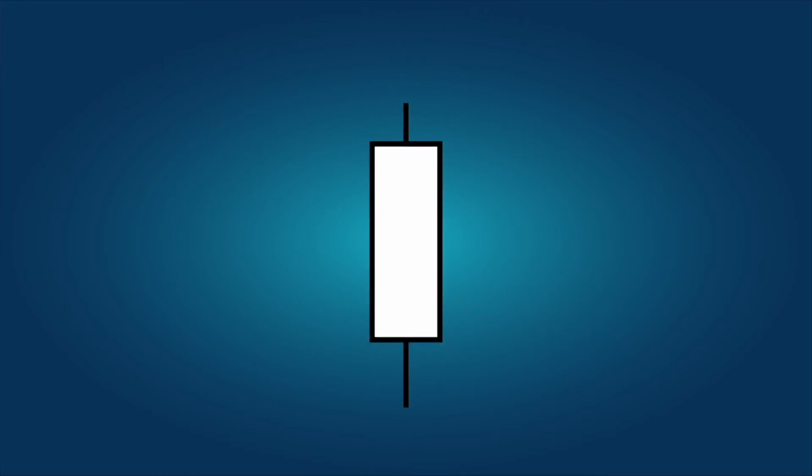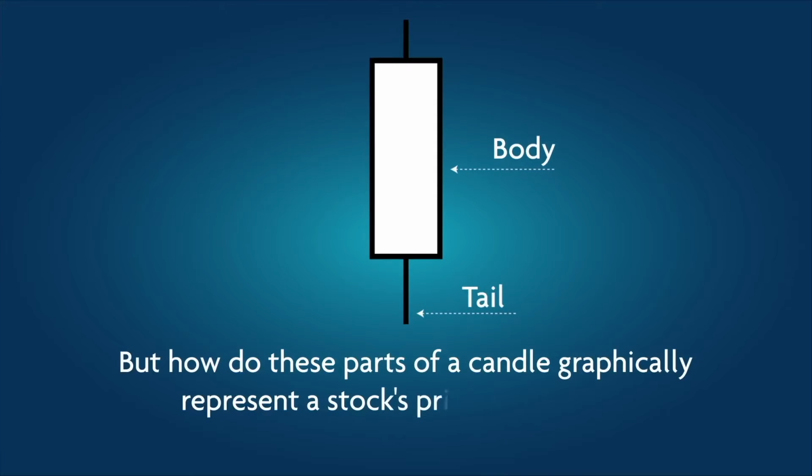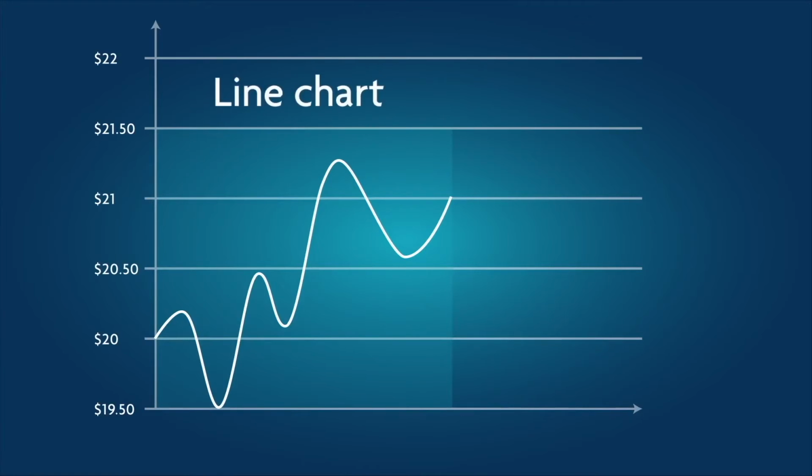In part 1 of this video, you learned that all Japanese candlesticks have a body and that most candlesticks also have tails. But how do these parts of a candle graphically represent a stock's price movement? Let's assume that this candle represents one day of trading. To the left of this candle, we have a simple line chart tracing the stock's behavior over the entire day.